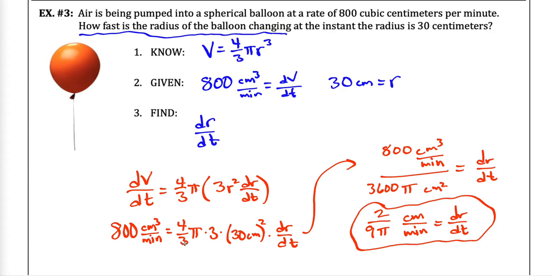3,600? So I did 4/3 times the 3, and that gave me 4. And then 4 times 30 squared. 30 squared is 900. So 4 times 900 is 3,600. And then the pi would be 3,600 pi. So all of the numbers on the right were 3,600 pi. And then I just took the number on the left divided by 3,600 pi. And then I kind of just reduced it.